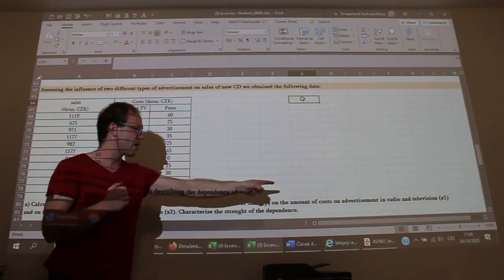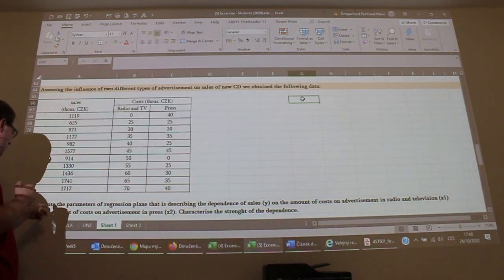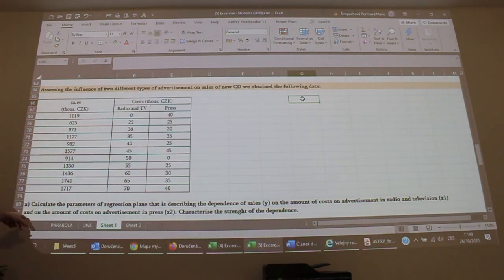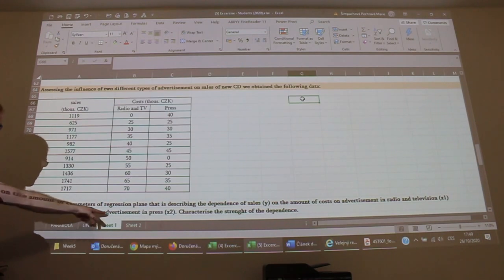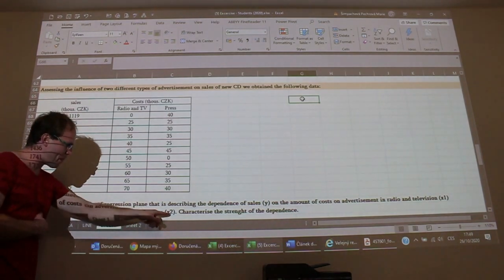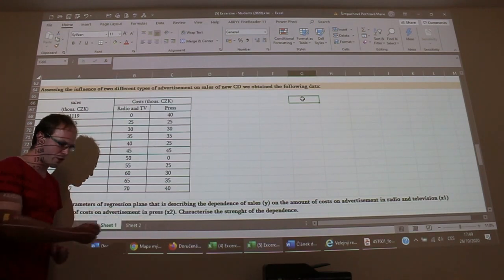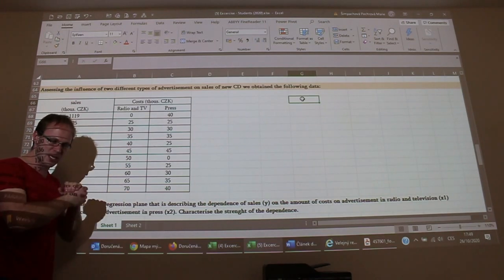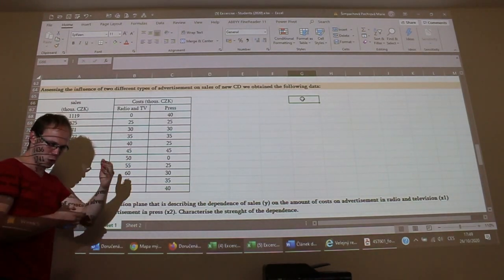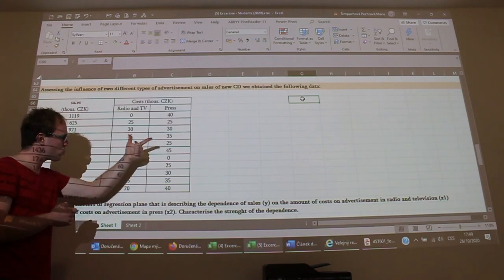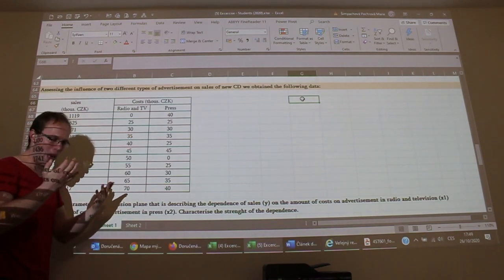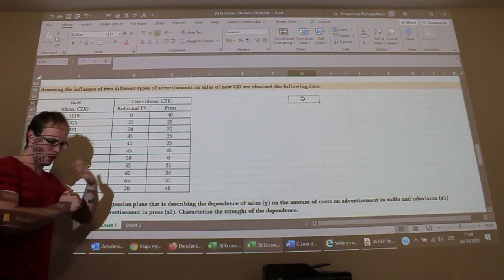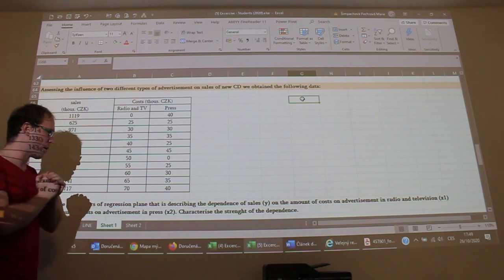Yes, and we would like to calculate the parameters of the regression plane that is describing the dependence of sales on the amount of cost on advertisement in radio and television, independent variable x1, and on the amount of costs on advertisement in press, independent variable x2. So we have here two independent variables, two explanatory variables, x1 and x2, yes?